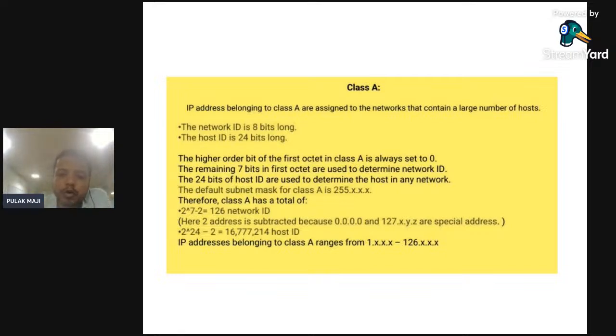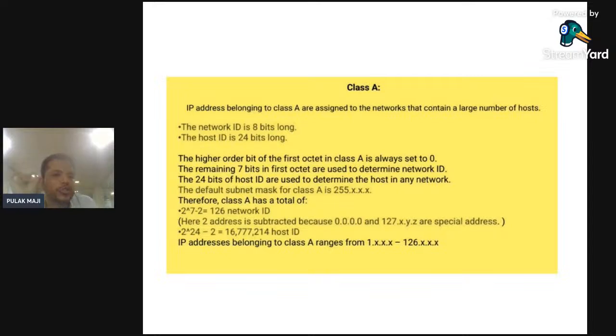If I go with class C IP addresses, then in class C, how many IP addresses will be there? 2 to the power 8, that is 256 IP addresses. But from this 256 we have to subtract 2. Why minus 2? Because the first IP address is used to identify the network, and the last is used as the broadcast address. So these two IP addresses we are not using in real time. That's why we subtract 2.